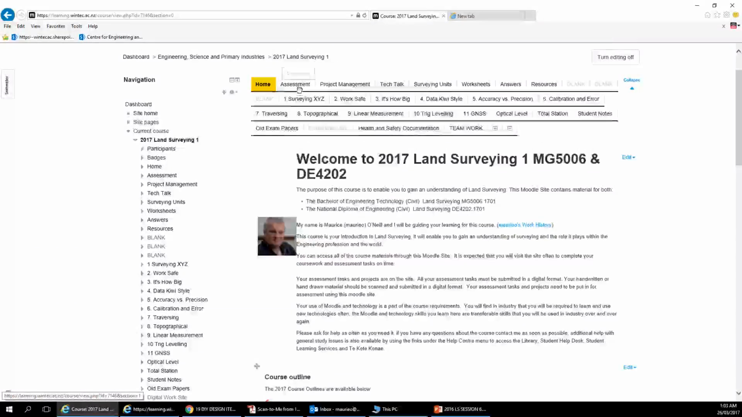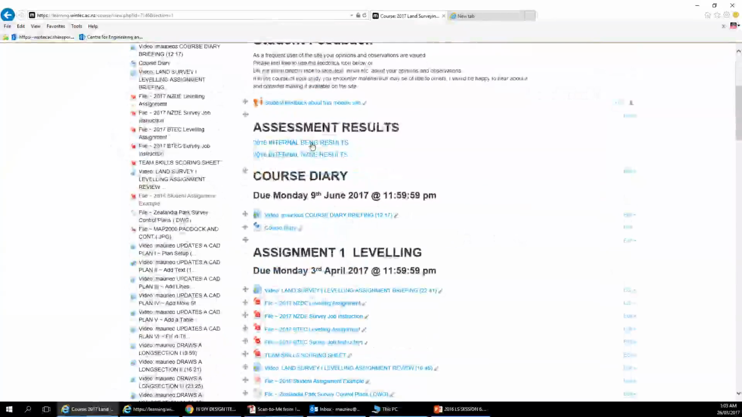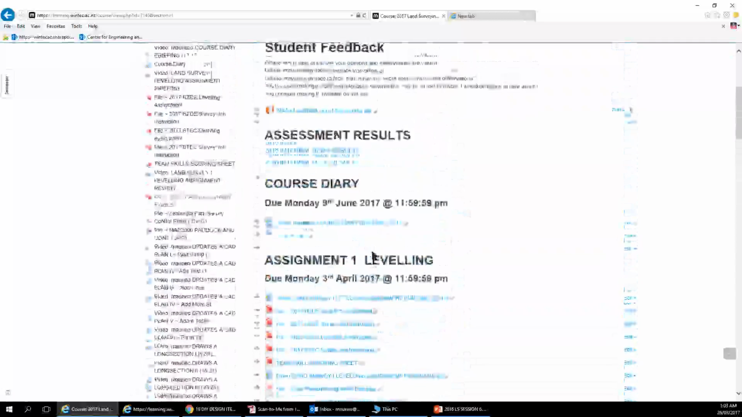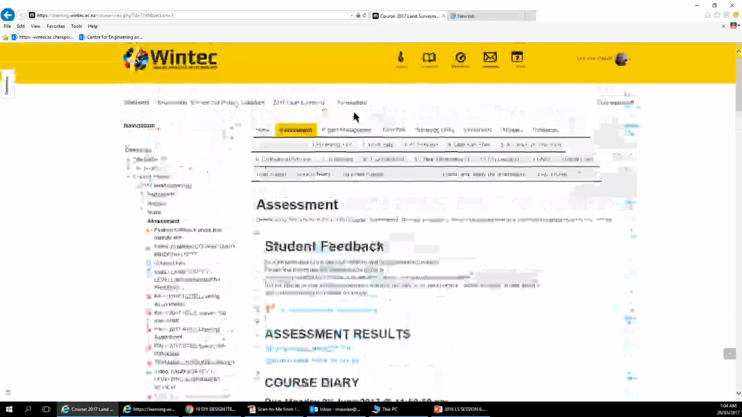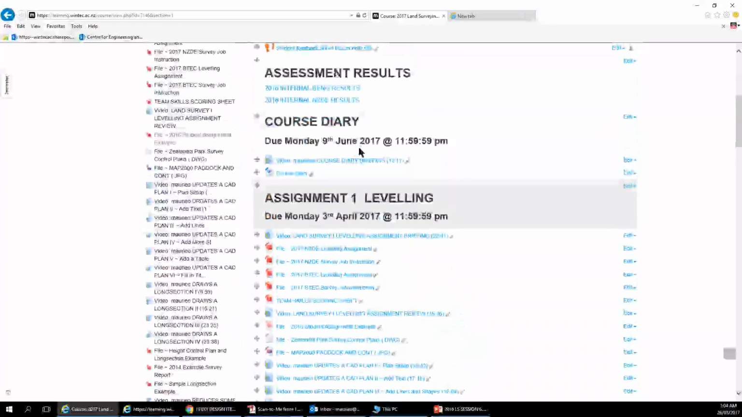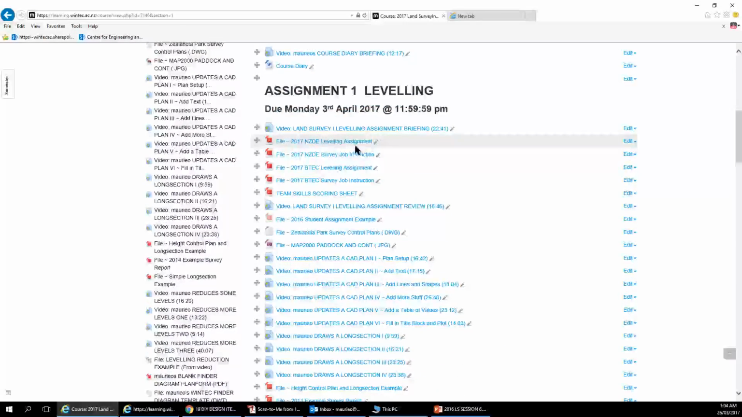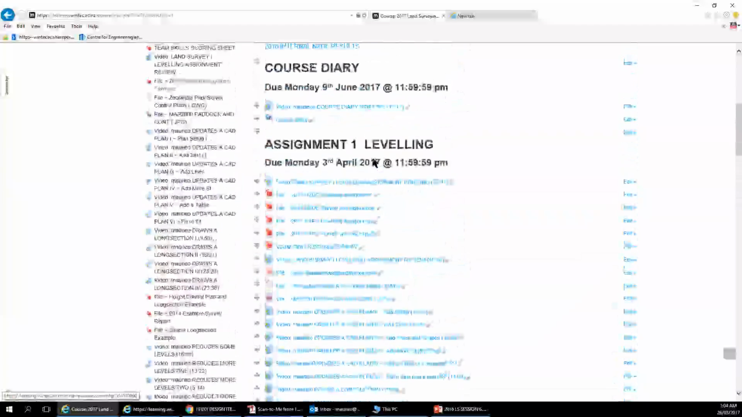I guess we should have a look at assessment for 2017. Remember that this will be different, but when the assessment's due is under the assessment tab up the top here. So when we see the course diary there, remember that that's an ongoing assessment, and then we have the levelling assignment. That's the assignment due on the 3rd of April.